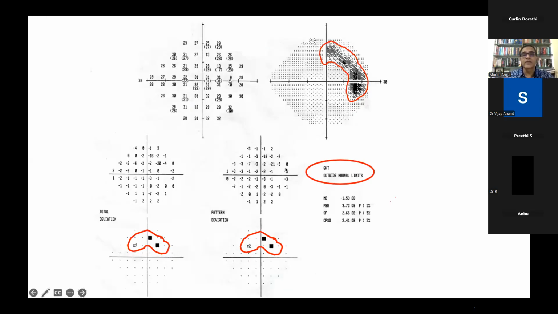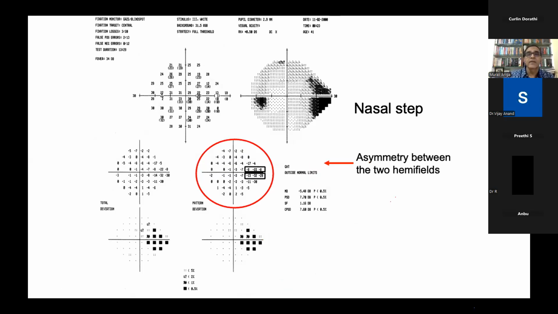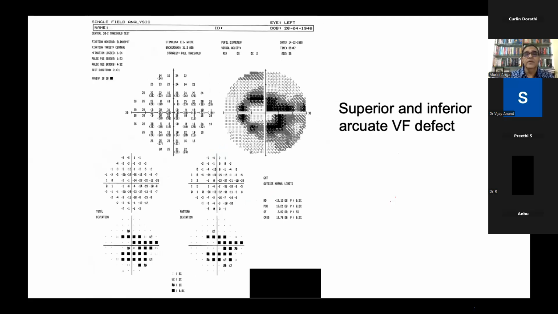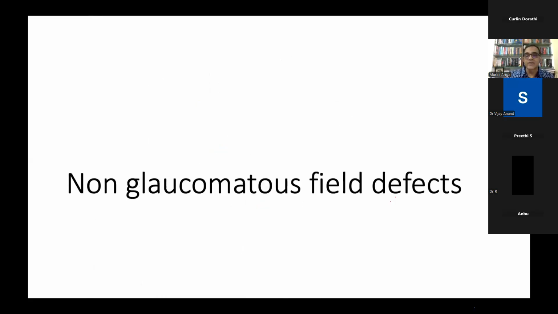You see all the parameters are abnormal, including the GHT is abnormal. This is a classic nasal step. Because of the asymmetry between the two hemifields, you get the nasal step here. And superior and inferior arcuate visual field defects, which are becoming a double arcuate kind of scotoma. This is also a typical example of glaucomatous field defects.